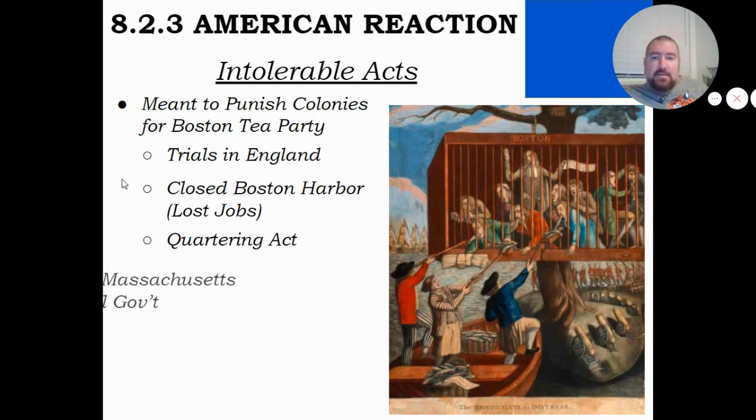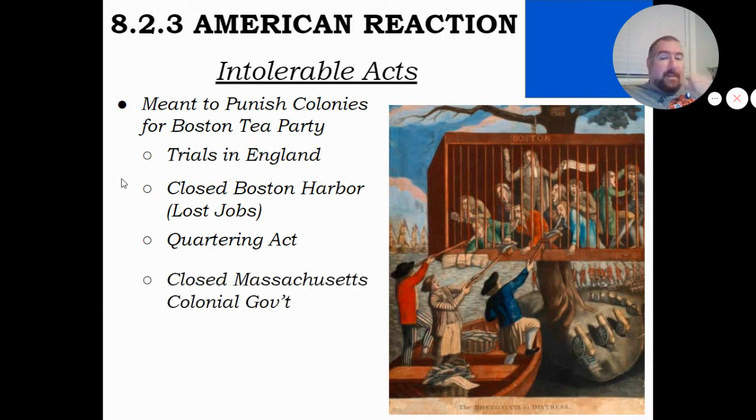But then lastly, there was a law that closed the Massachusetts colonial government. And I want you guys to think about that. What do you remember about the Mayflower Compact? They wrote their system of government before they even got off the ship. Before they found shelter, before they built a fire, before they found fresh water, they said we need a government first. Government was incredibly important to people in Massachusetts, and the British government just said, okay, you guys are not allowed to take care of yourselves. We are going to tell you what to do.